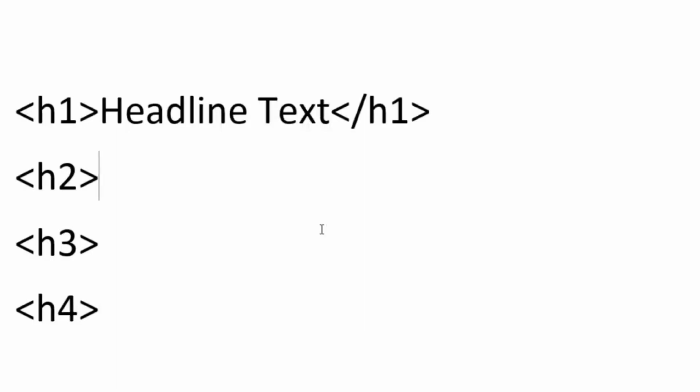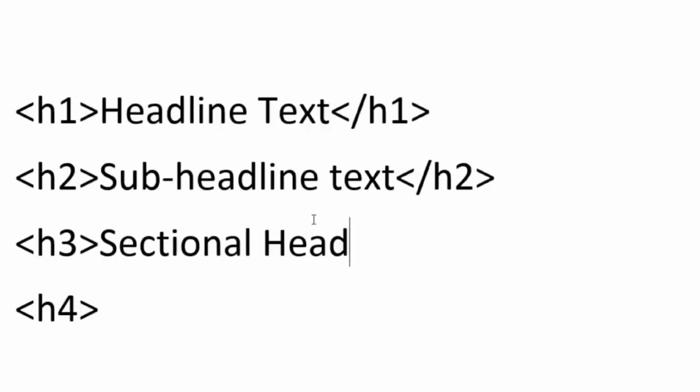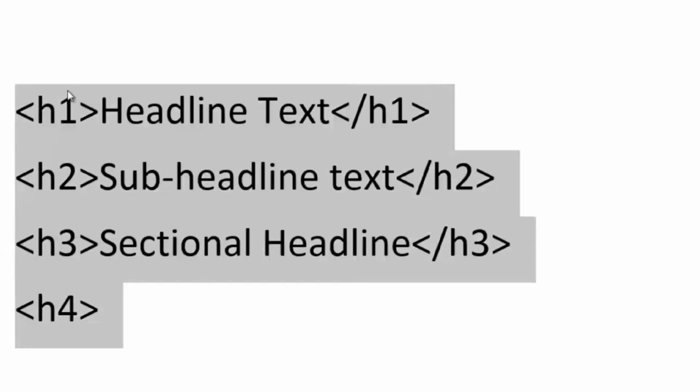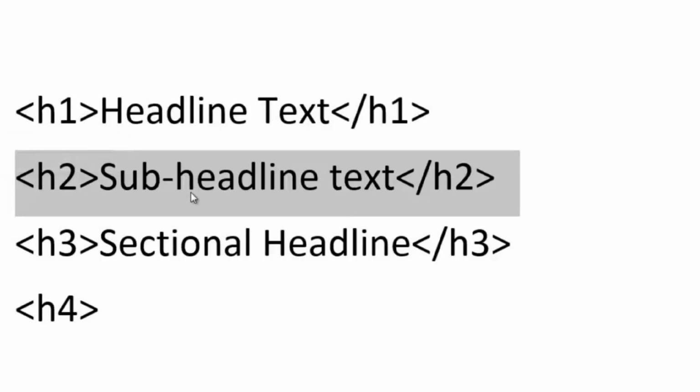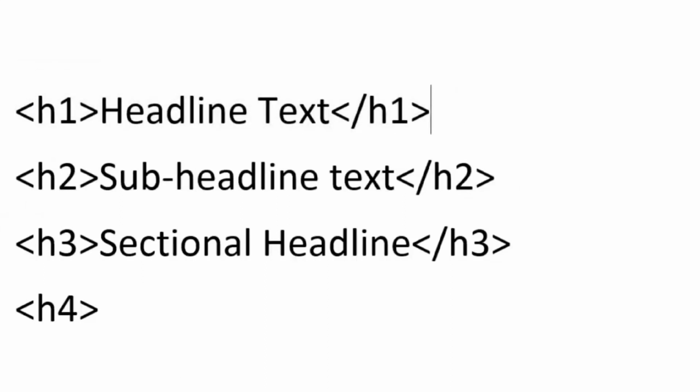And you would do this exact same thing. This could be something like a sub-headline text, and then we can close that off with /H2. And this could be something like a sectional headline, and we close it off in H3. So as the number gets bigger, the heading gets smaller, but it's still a headline. Now, when Google comes along, for example, and they read these headlines, they say, okay, this is a headline. This is a headline. This might be not as important as this headline. We don't know exactly, but that's what we've seen.